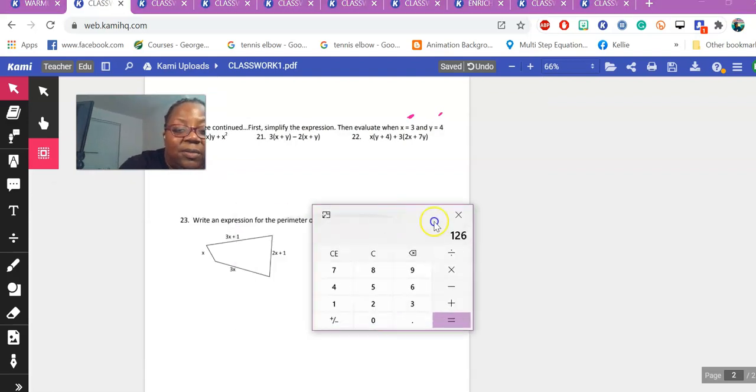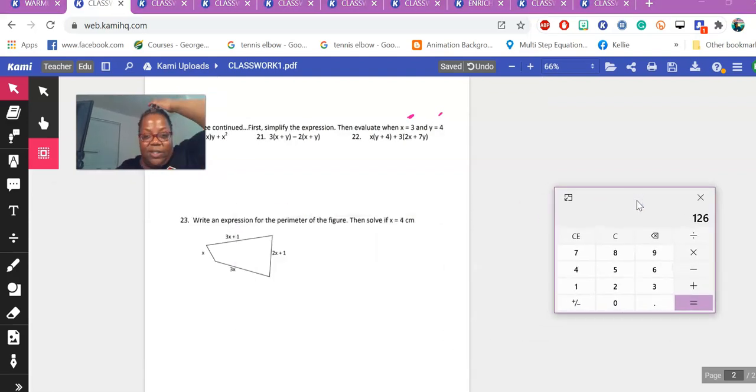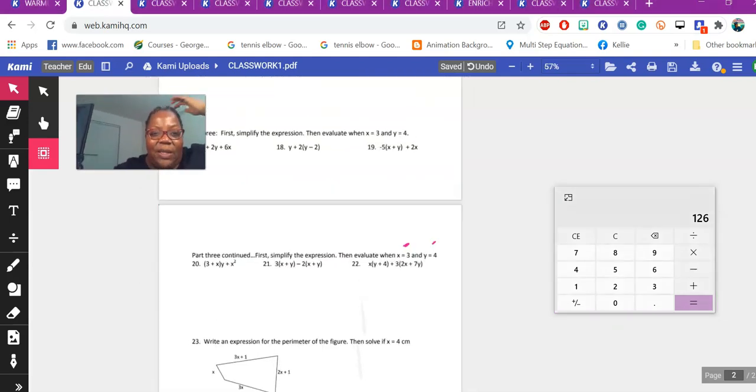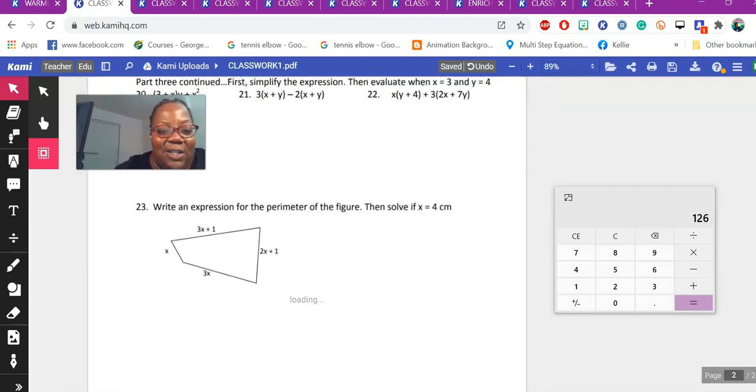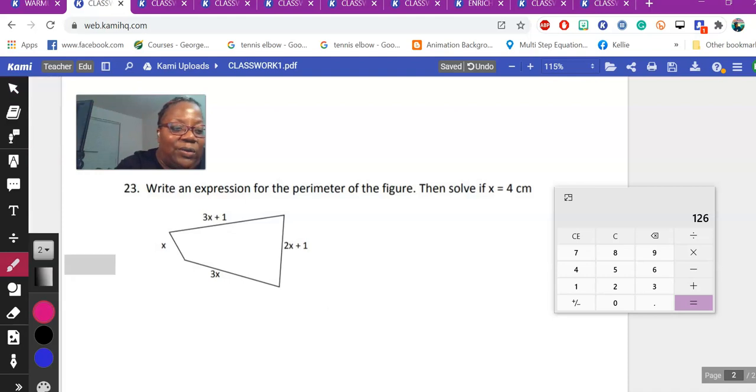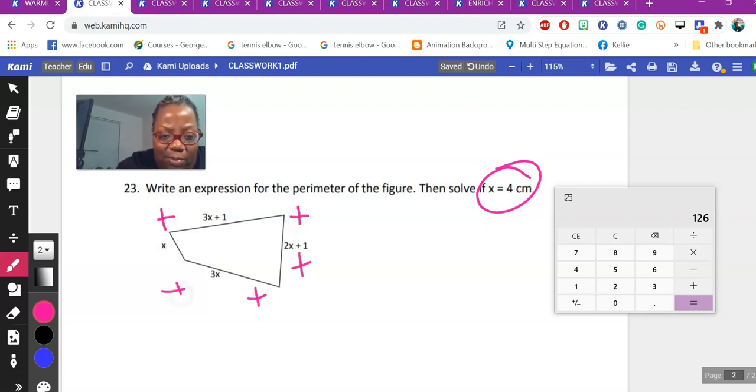Okay. Number 23 I just threw in there because it's actually a geometry problem, and we can go through that one in class. Alright, so that takes care of classwork number 1. I just got to give you a clue, okay? You know now that x is 4, so plug in 4 everywhere we see x. And then what you're going to do is just add up all of these together to get the perimeter.